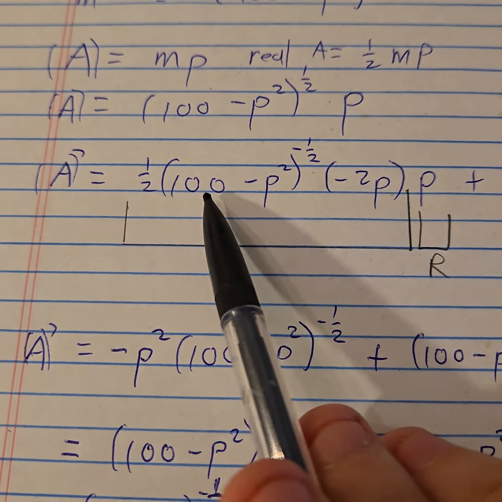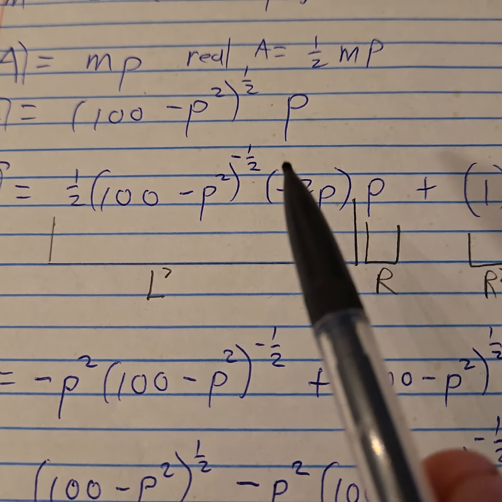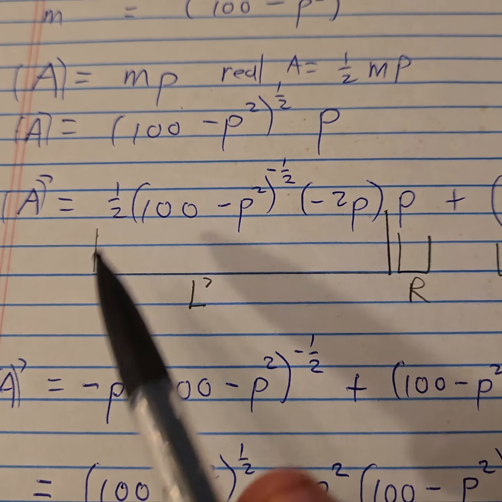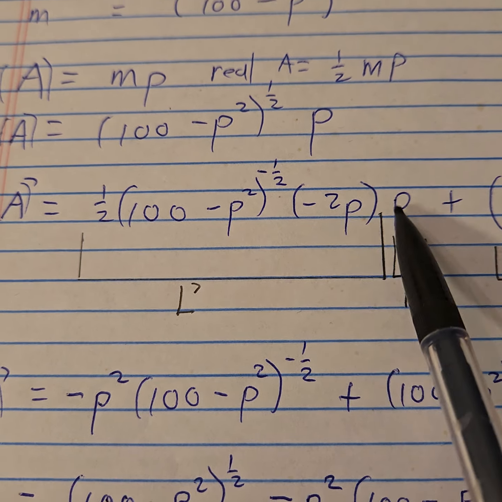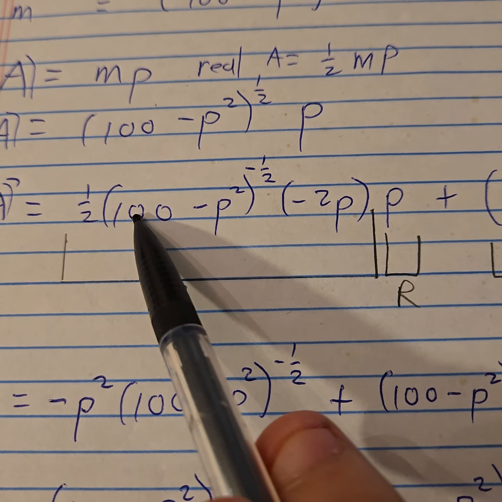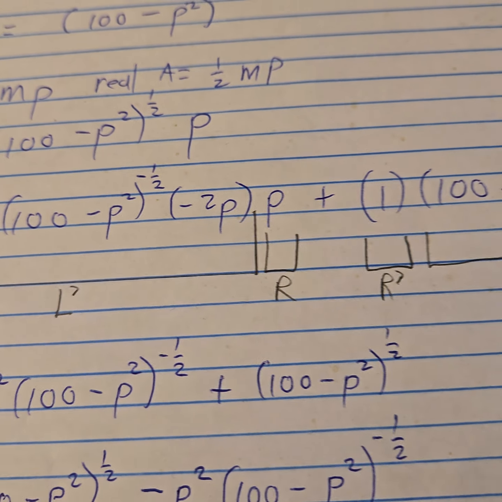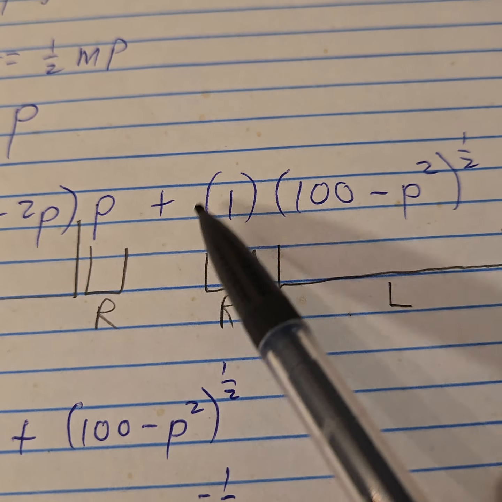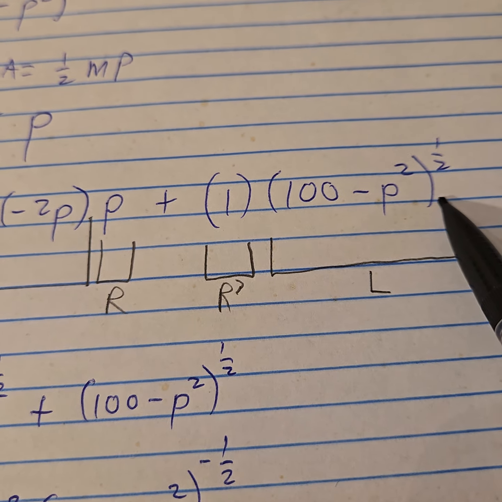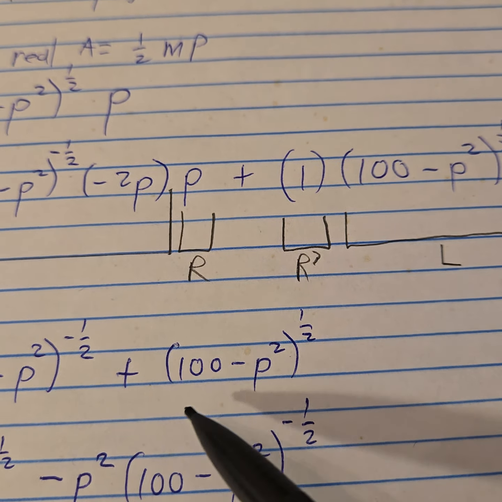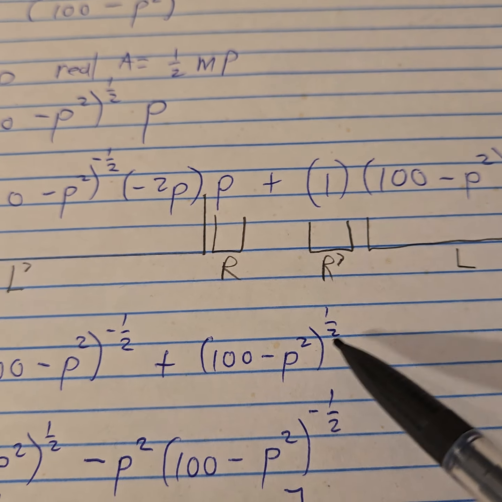And now that I've done the derivative, we simplify. Minus 2 times a half is minus 1. P times P is P squared. And I just rewrote that bracket, 100 minus P squared, all to the minus a half, plus 1 times this bracket, I don't need to write that 1 anymore, times 100 minus P squared, all to the half.